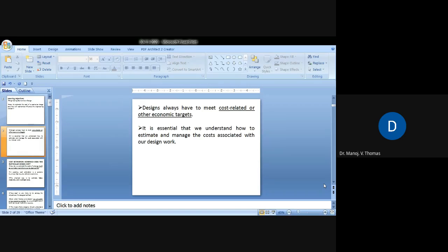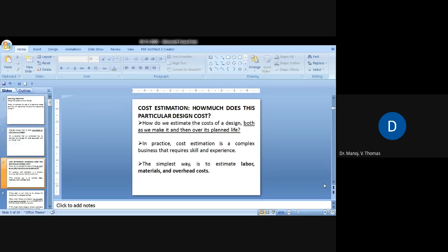So it is essential that we understand how to estimate and manage the cost associated with our design work. It is very important how to calculate the cost. Cost estimation: how much does this particular design cost? That is a big question that we are addressing. As a design team, how do we estimate the cost of a design, both as we make it and over its planned life? When we make the product, there will be a lot of components and raw materials we use. So the cost of all those things, and the cost of this product over its planned life.